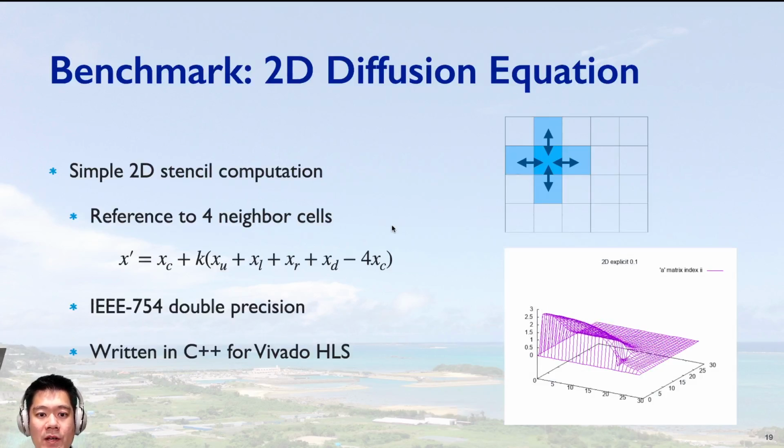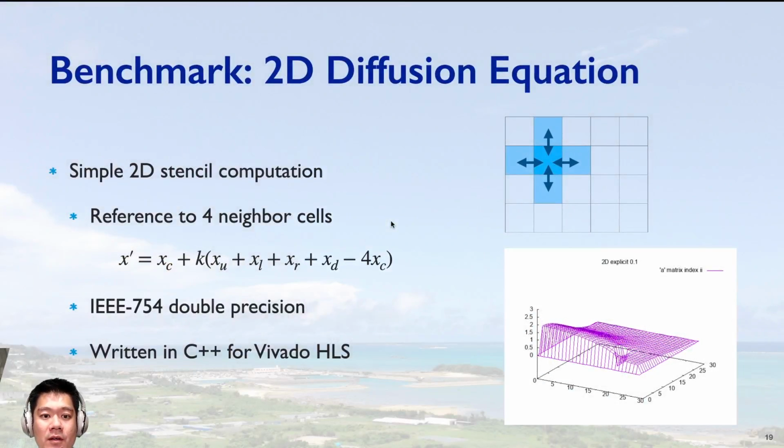For a more realistic performance benchmark, a two-dimensional diffusion equation solver was implemented in C++ with Vivado HLS. It's a typical two-dimensional stencil computation as in this figure, calculating heat conduction or things alike. The result should look like this animation here.